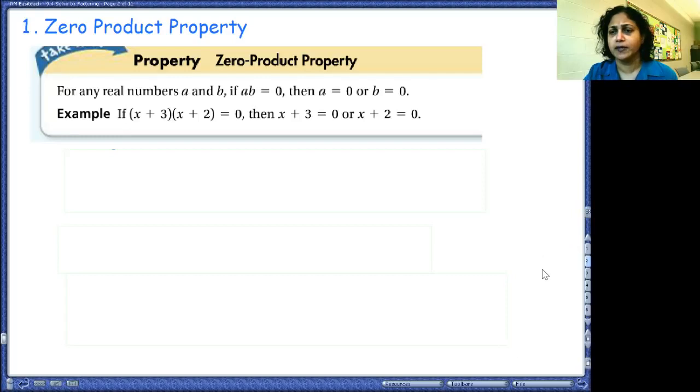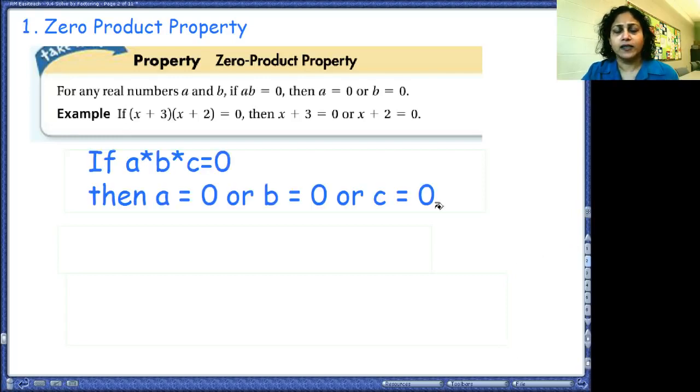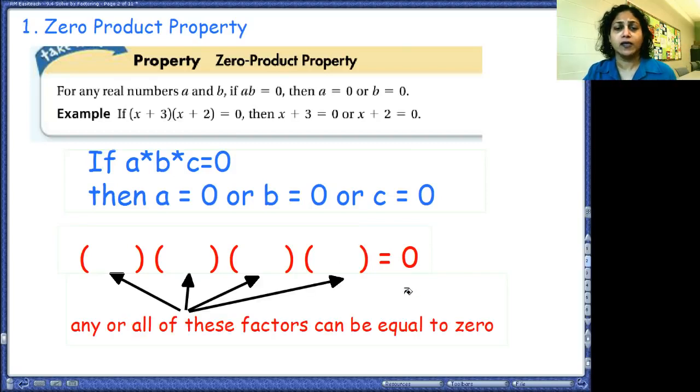So keep in mind that this can even apply to 3 factors. So if you have a times b times c is equal to 0, any or all of them could be equal to 0. And then you could extend this to even more factors. Let's say we have 4 items that are being multiplied and the result is 0. Any of these could be equal to 0.